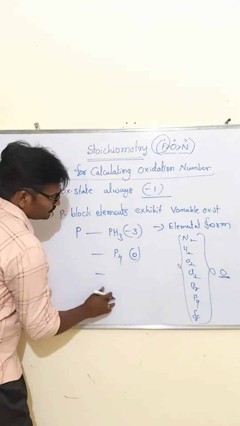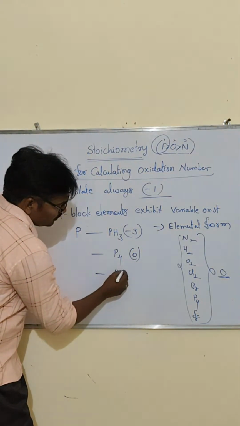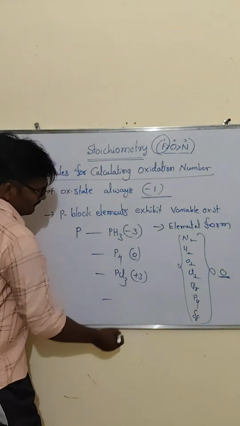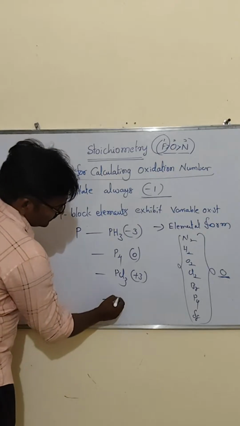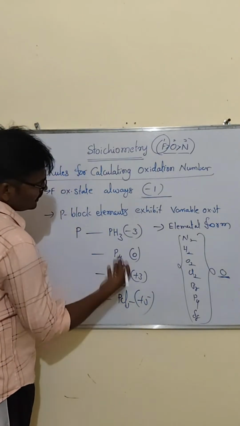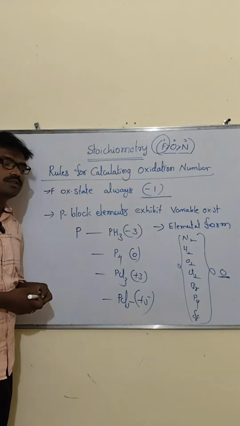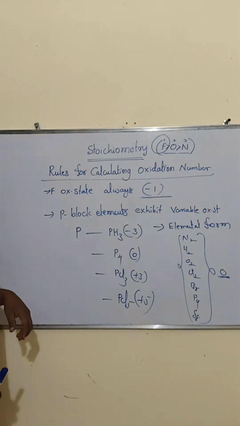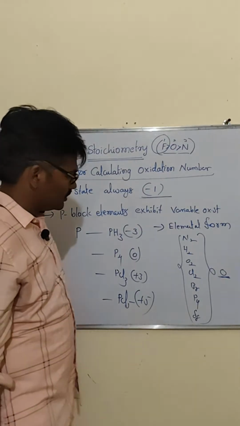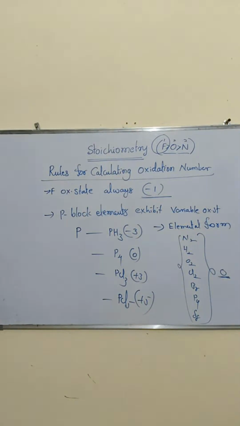Then PCl3 molecule, if you take, in this case +3 oxidation state. Then PCl5 molecule, if you take, then +5 oxidation state. So like this it can exhibit different oxidation states. Clear, all of you? Right? Yes, note all this. So we'll discuss some more important points next.